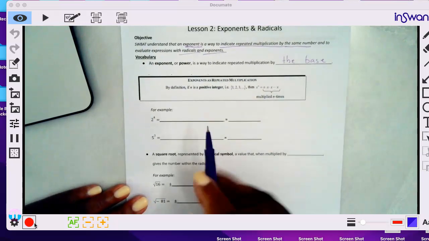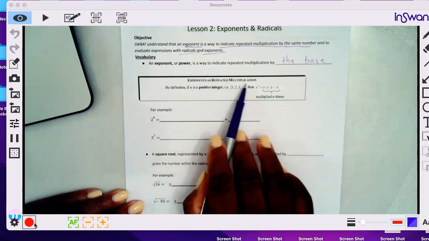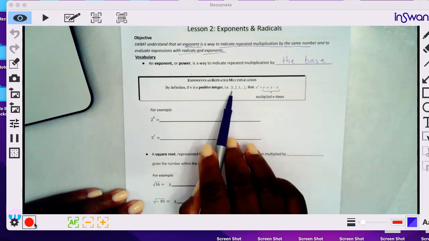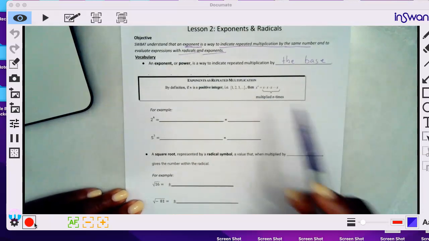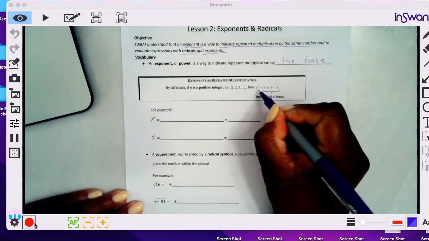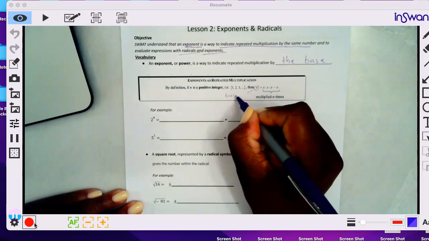Okay, looking at this chart here, exponents as repeated multiplication. By definition, if n is a positive integer, that means it's 1, 2, 3, 4, and so on, then x to the nth power means that x is now the base.